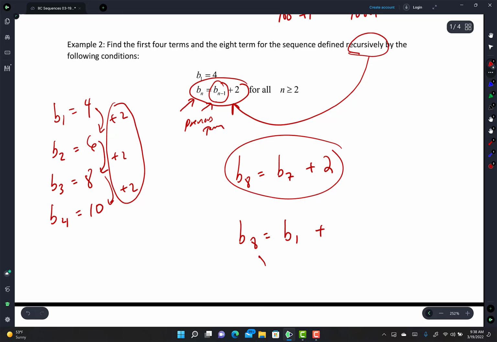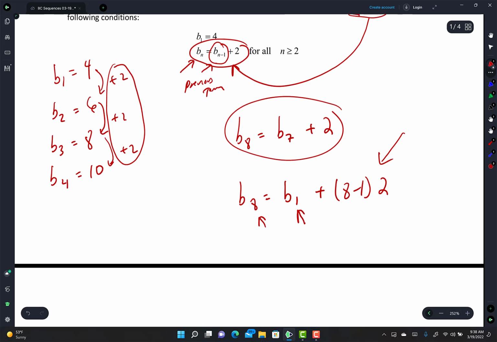Now, if I go to my eighth term and I'm already counting my first term, that means I just got to go 7 more terms, right? So if I go plus 2, don't I just have to go 2 times 7? So there it is. Usually the book will say it like this: 8 minus 1 times 2. I think this is the typical definition.